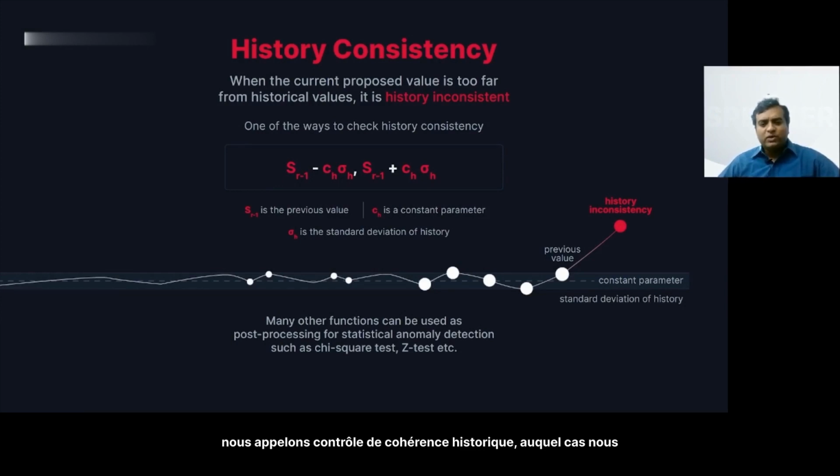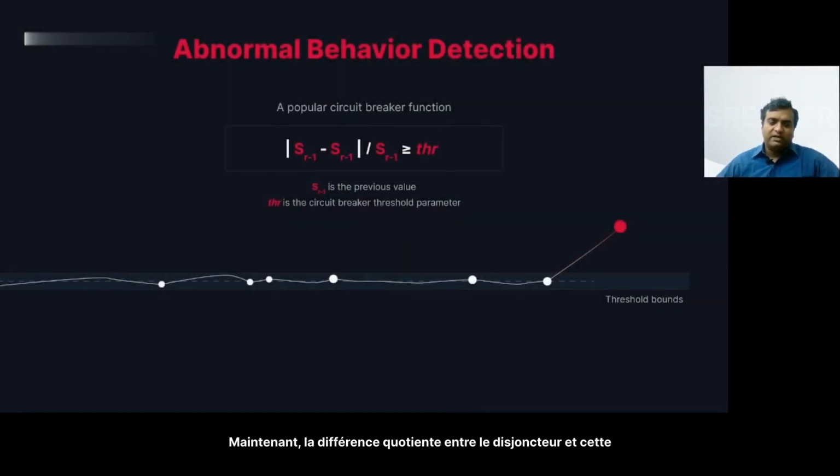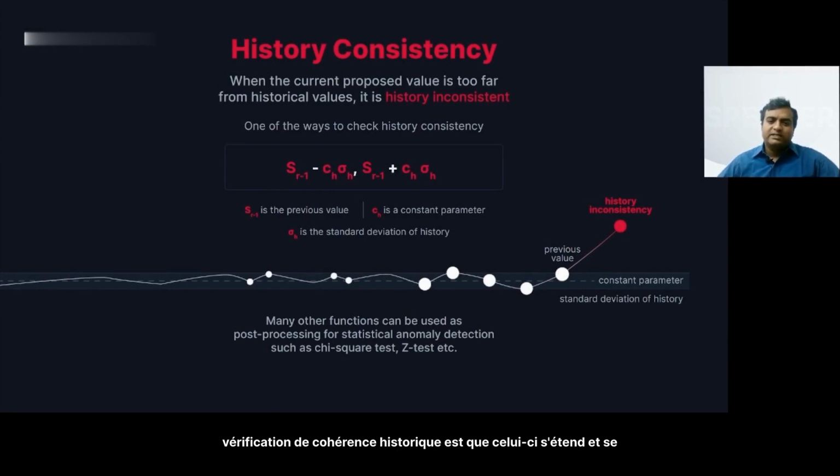This can be generalized with a function which we call a history consistency check, in which we check whether the current value is within an envelope defined by an interval, where S_{R-1} is the value from the previous round, C_H is a constant parameter, and sigma_H is the standard deviation of recent history. How long a history to look at is again a parameter. We check whether the current value S_R lies within this interval or not. The crucial difference between the circuit breaker and this history consistency check is that this interval dynamically expands and narrows based on the trend. If the value continues to rise drastically for a very long period of time, we don't consider it an anomaly anymore because sigma automatically expands the interval. So this has the added mechanism of dynamically adjusting the interval.